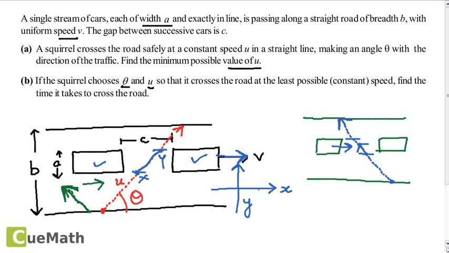Would you travel towards an incoming car like what I've done here, or would you move away from the incoming car? The incoming car is this car here, and would you move away from it? Obviously you'd move away from it so that your general direction of displacement is the same as that of the cars. So we have established one point, that the squirrel's x component of velocity is parallel to the direction of movement of the cars.